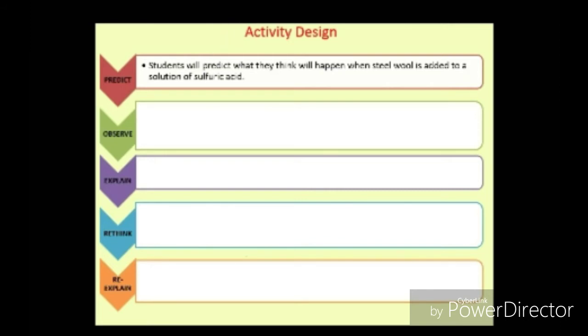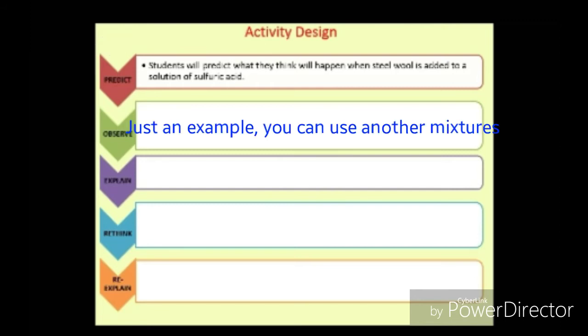Activity design, to have an idea of the whole activity. First, students will predict what they think will happen when steel wool is added to a solution of sulfuric acid. Just an example, you can use other mixtures.